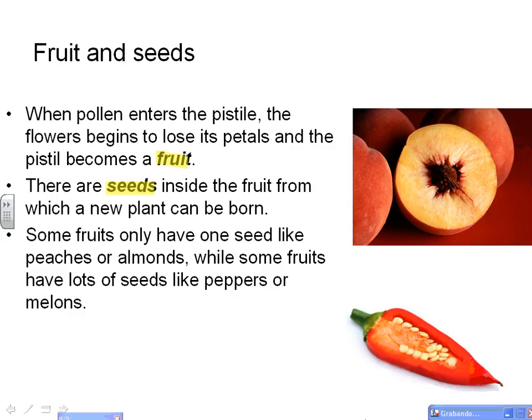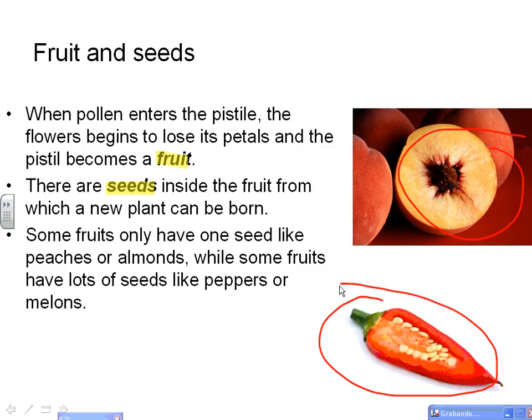Fruit and seeds. When pollen enters the pistil, the flower begins to lose its petals and the pistil becomes a fruit. There are seeds inside the fruit from which a new plant can be born. Some fruits only have one seed, like peaches or almonds, while some fruits have lots of seeds, like peppers or melons.